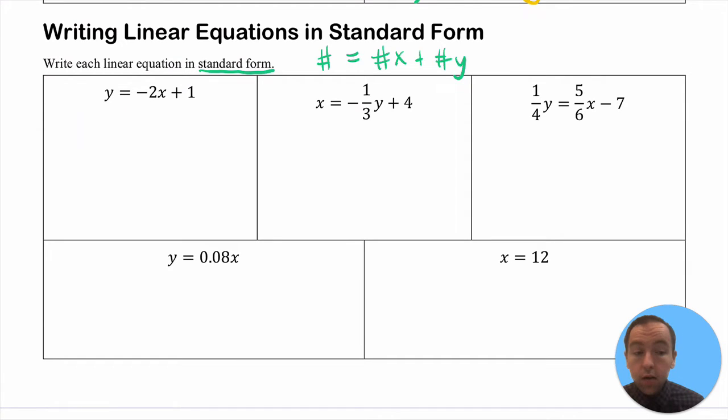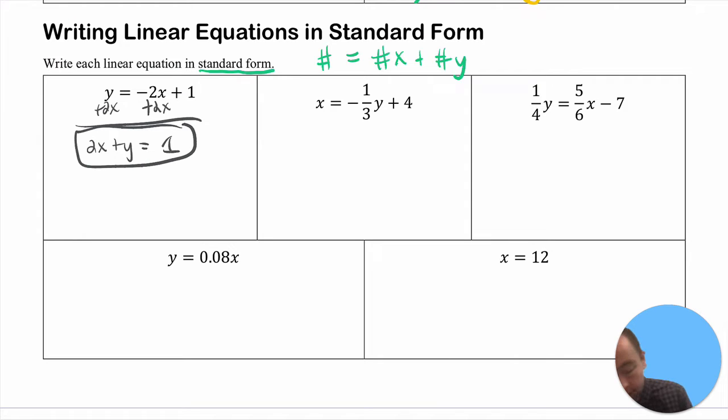So to get in standard form, you want to get x and y on the same side. So one thing you could do is add 2x, and then that would give you 2x plus y equals positive 1, and that actually would be a final answer in standard form since all of the coefficients 2, 1, and 1 are integers, and then x and y are also on the same side, and the number is on the other side.